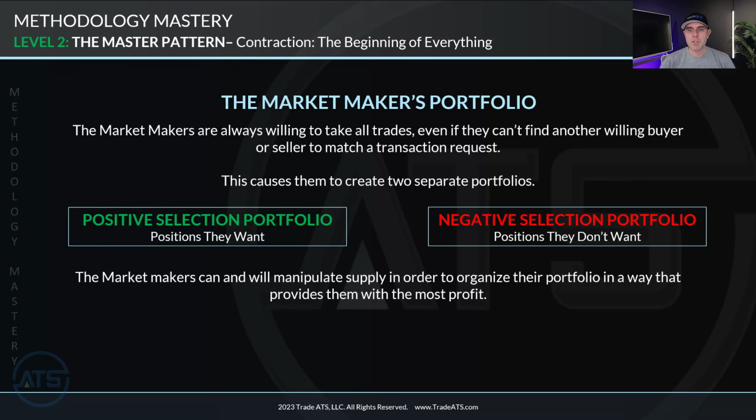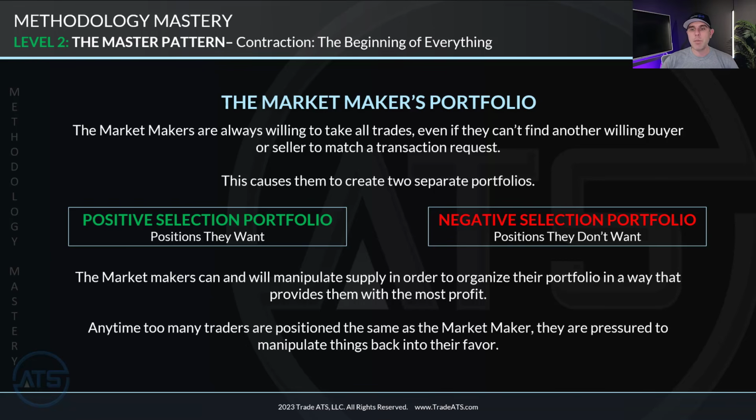So the market makers can and will manipulate supply in order to organize their portfolio in a way that provides them with the most profit. They are a business. They are here to provide a service. They do help us. They are a necessary evil, but they are a business and they are profit driven. And if they can use their tools and their resources to create an advantage, they will. You better believe it.